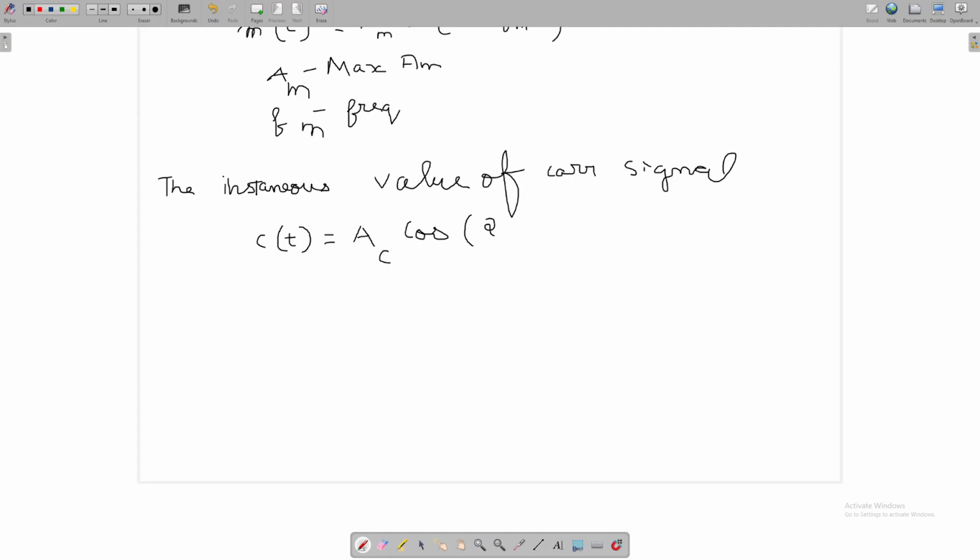So these equations are related: 2 pi fc t, where Ac is the maximum amplitude of the carrier signal, and fc is the frequency of the carrier signal.